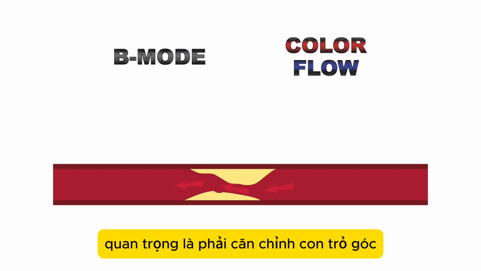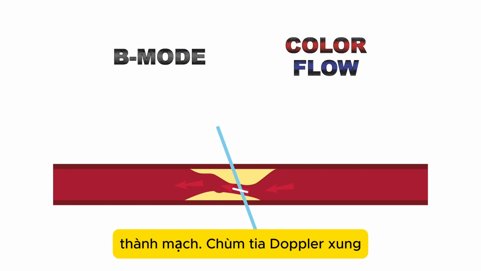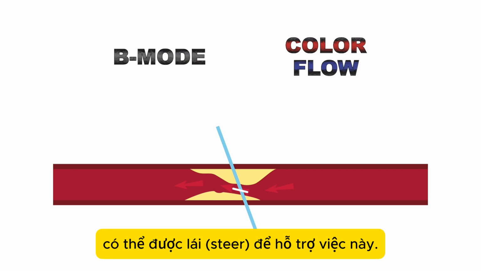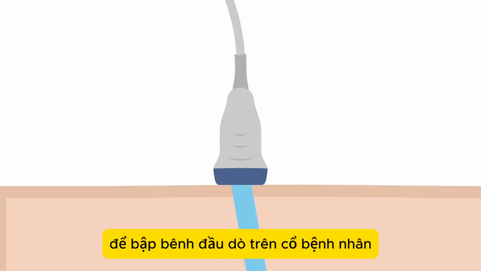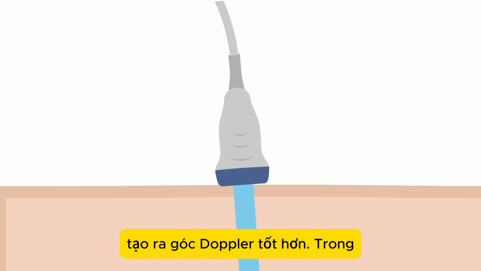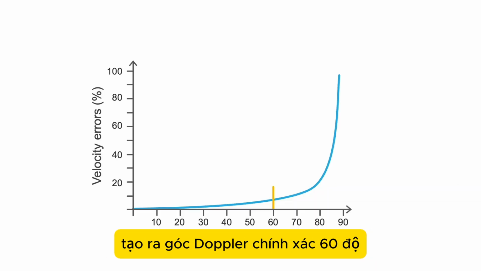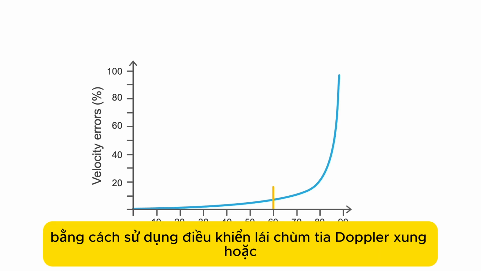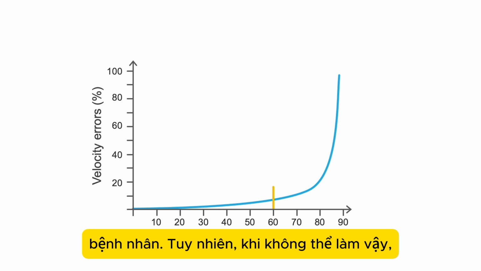In this case, it is important to align the angle correction cursor parallel to the jet rather than to the vessel walls. The pulse Doppler beam can be steered to help with this. You can also use the heel and toe method to rock the probe on the patient's neck by pushing very gently at one end to create a better Doppler angle. In most circumstances, you'll be able to create a Doppler angle of exactly 60 degrees using the pulse Doppler steer control or by adjusting the probe on the patient's neck.